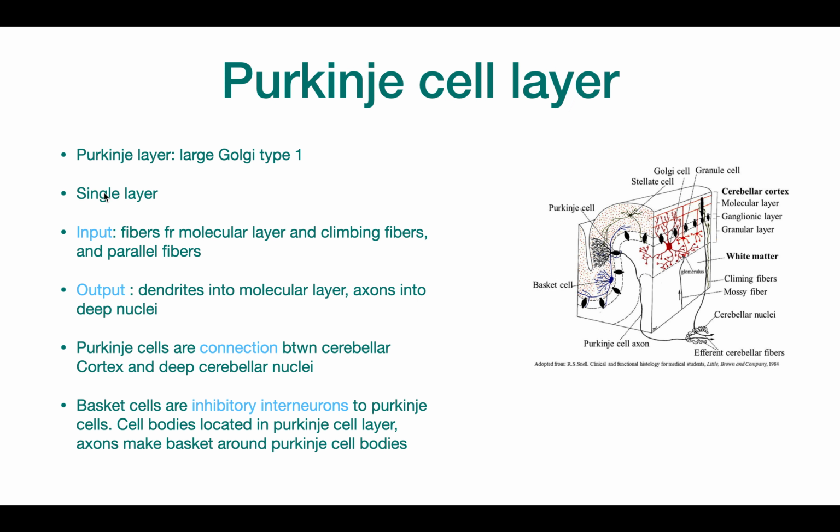Okay, so Purkinje layer, they're a large Golgi type 1 cell, and the input comes from the molecular layers along with the climbing fibers and the parallel fibers. And the output are their dendrites that go into the molecular layer, or the axon that go the other way into the deep nuclei. And the basket cells surrounding them are going to be the inhibitory interneurons.